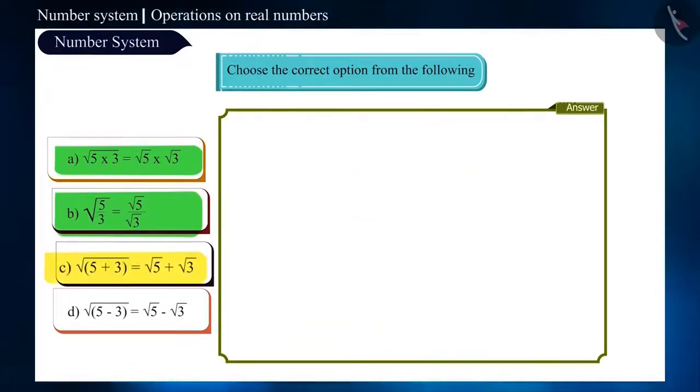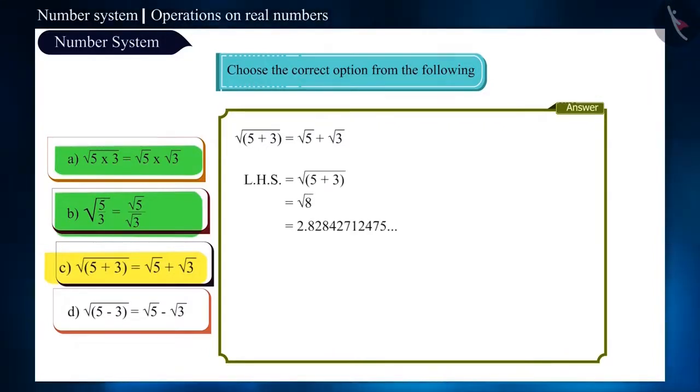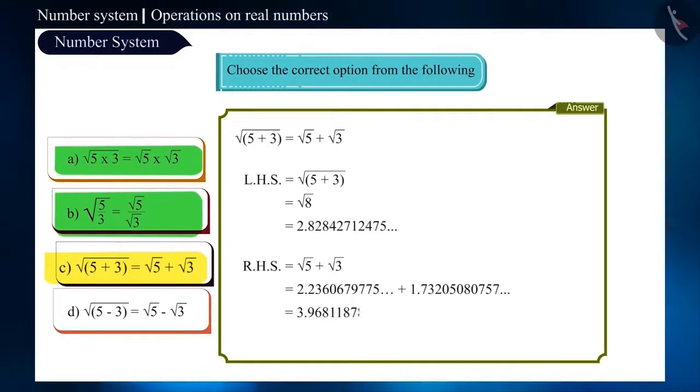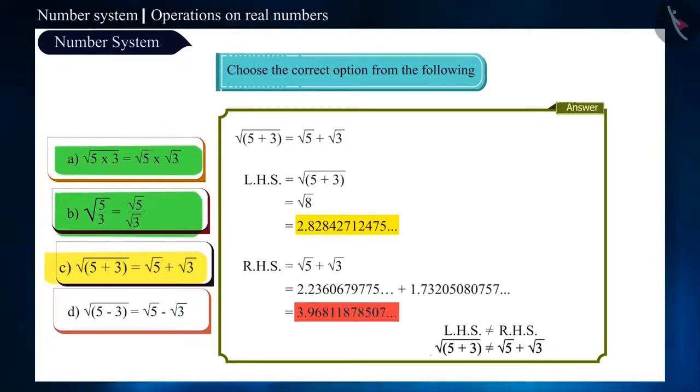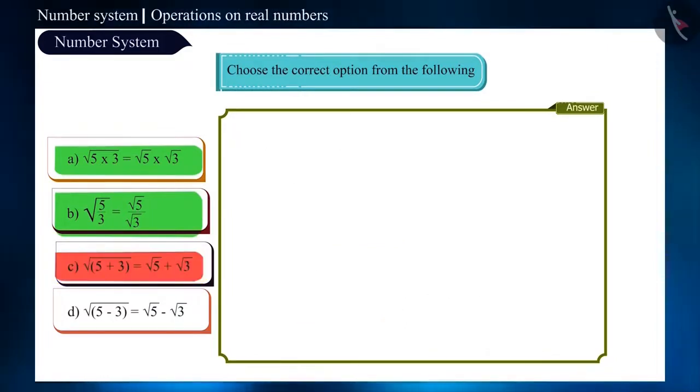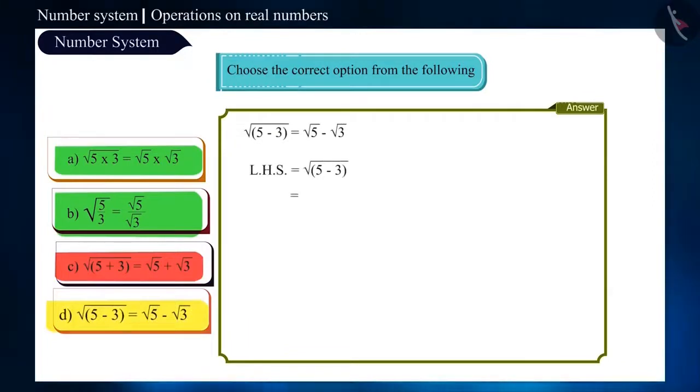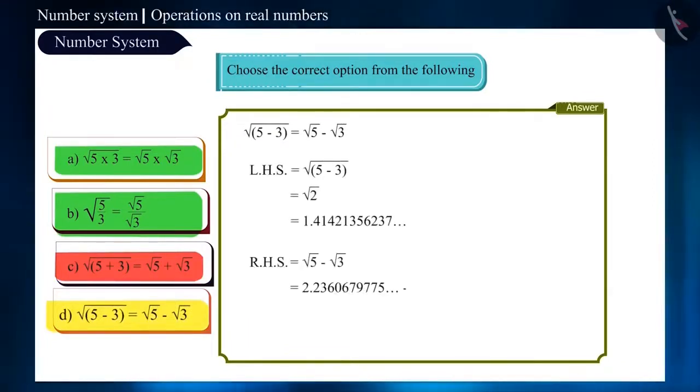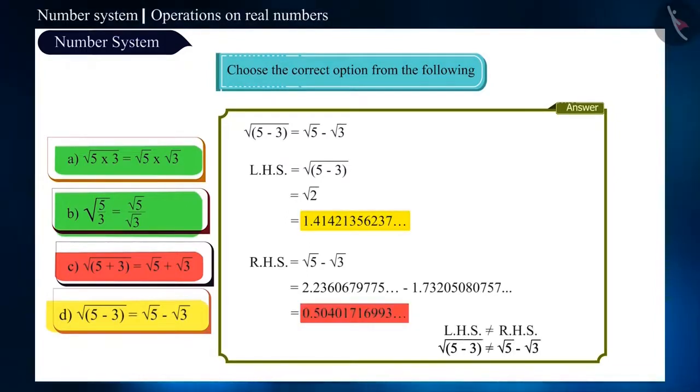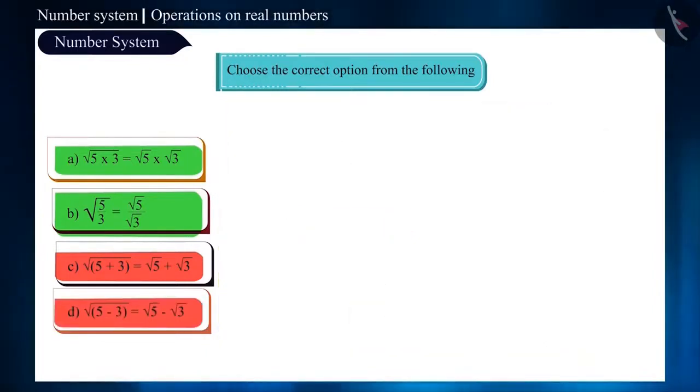Let us repeat the same process in option C and find the values to check. You can see the value of root of 8 is not equal to the value of root of 5 plus root of 3. Therefore, this option is incorrect. Now look at the fourth and the last option. Here also, the value of root of 2 is not equal to the value of root of 5 minus root of 3. This means that this option is also wrong.